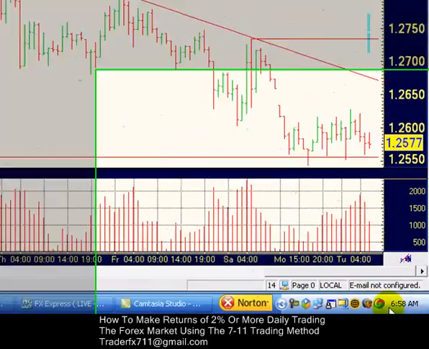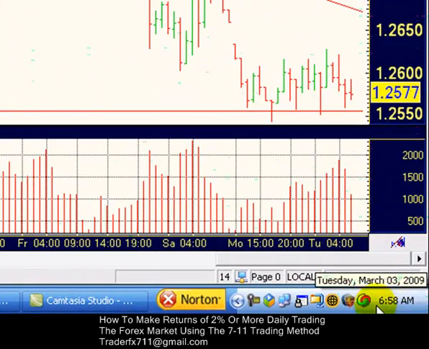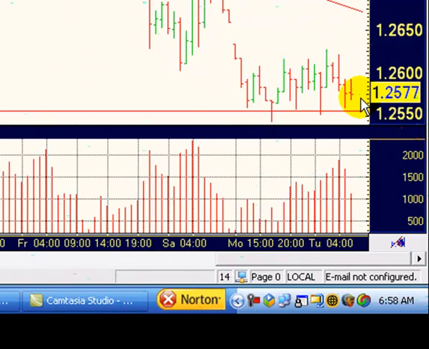The time now is 6:58 a.m. on March the 3rd, Tuesday 2009. What we're looking at here is another potential trade that we're going to be setting up. We're going to be looking at this stage at buying the euro at the close of this hourly bar. This is the euro US dollar pair.